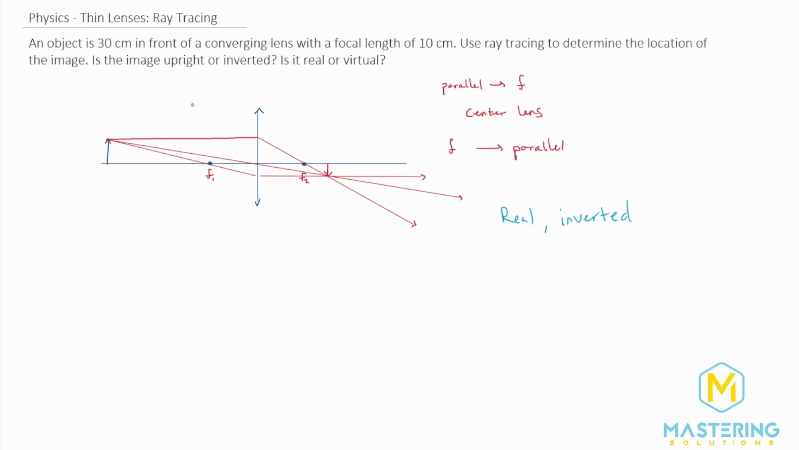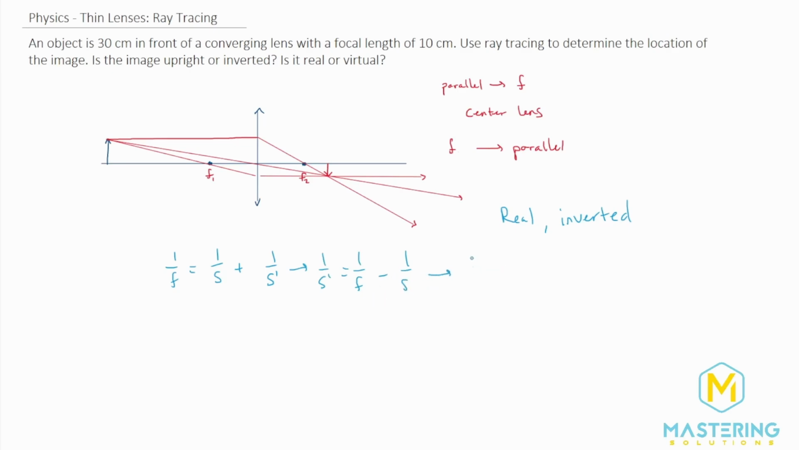Now let's figure it out with the thin lens formula, in case they want a precise answer on where it's going to be. It is 1 over f equals 1 over s plus 1 over s prime. We're trying to solve for s prime. So let's subtract 1 over s. So 1 over s prime is equal to 1 over f minus 1 over s.